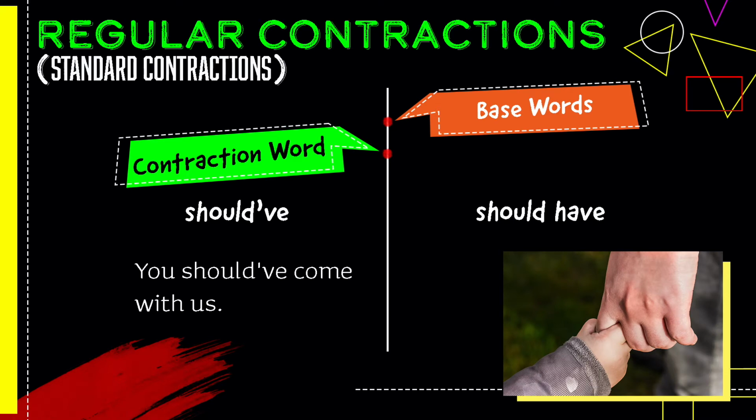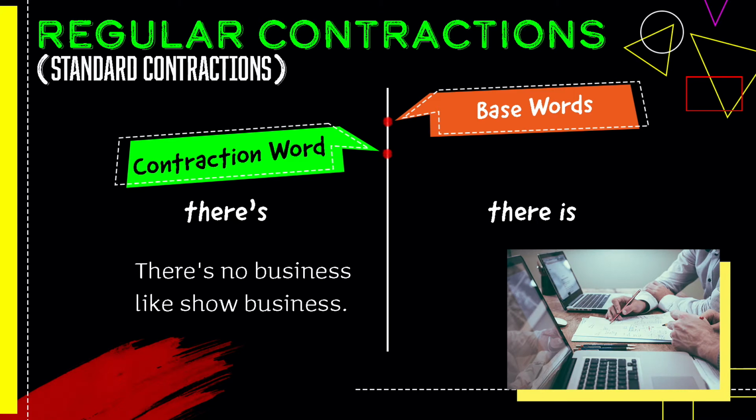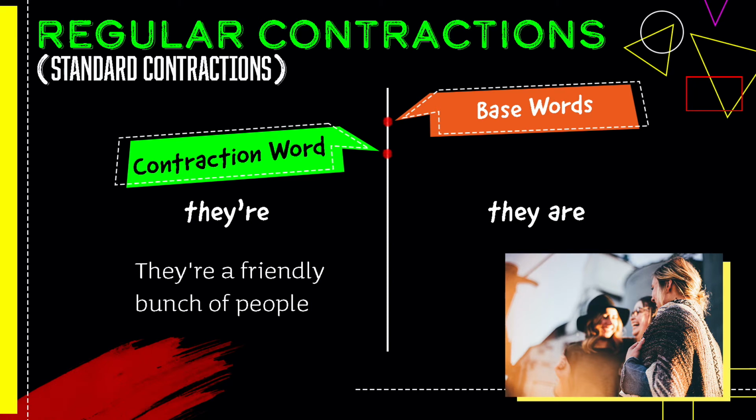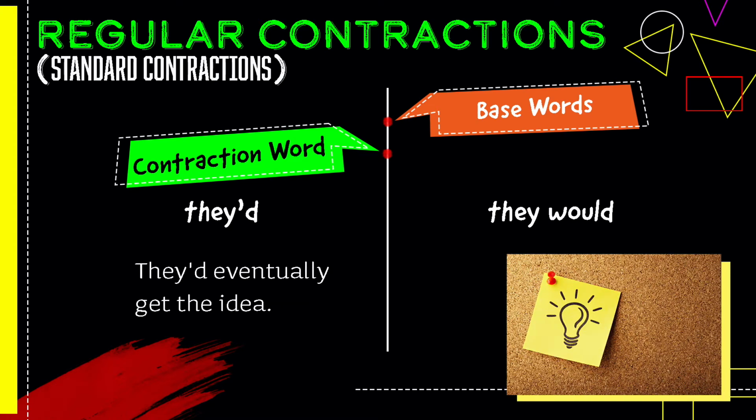Should have. Contraction: should've. You should have come with us. There is. Contraction: there's. There's no business like show business. They are. Contraction: they're. They're a friendly bunch of people. They would. Contraction: they'd. They'd eventually get the idea.